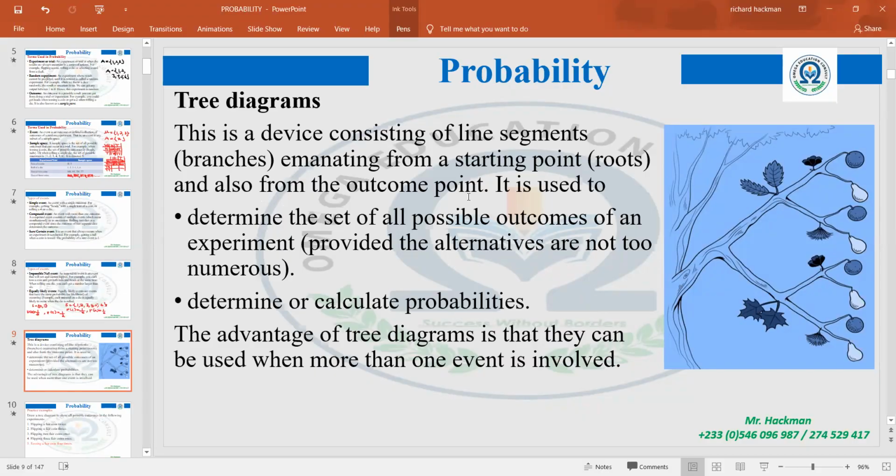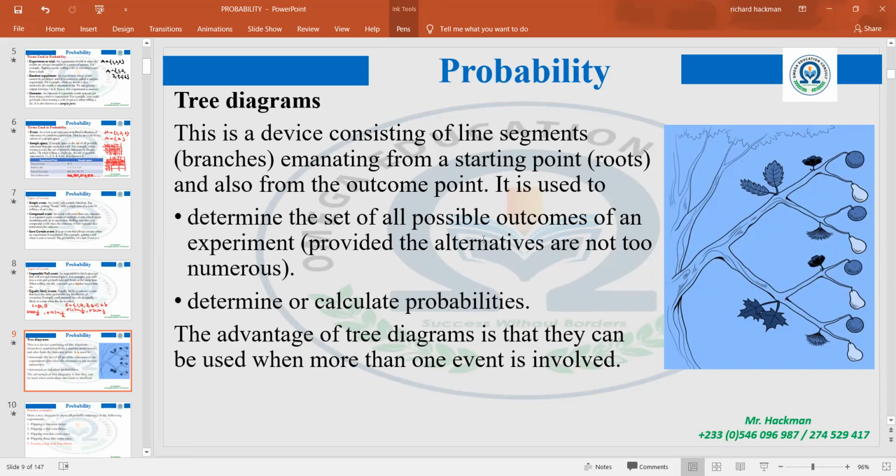Okay, it can also move from what? Your outcome points. Your outcome point is what we also call the sample point. Outcome point is the same as the sample point, so please take note. It is used to, so this will be the use.